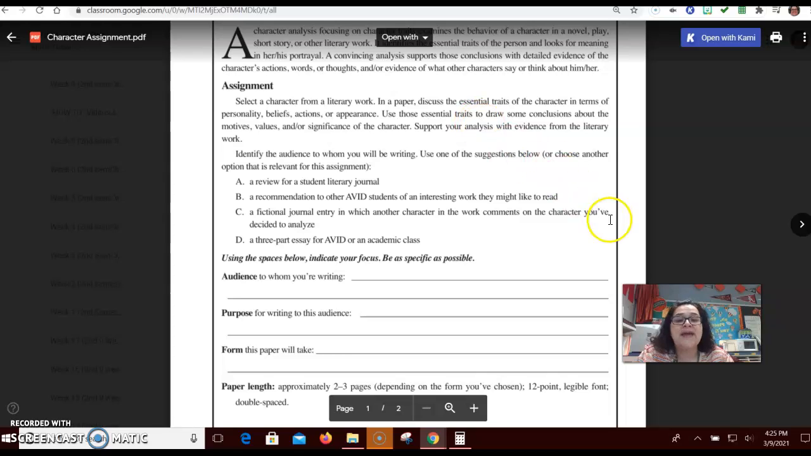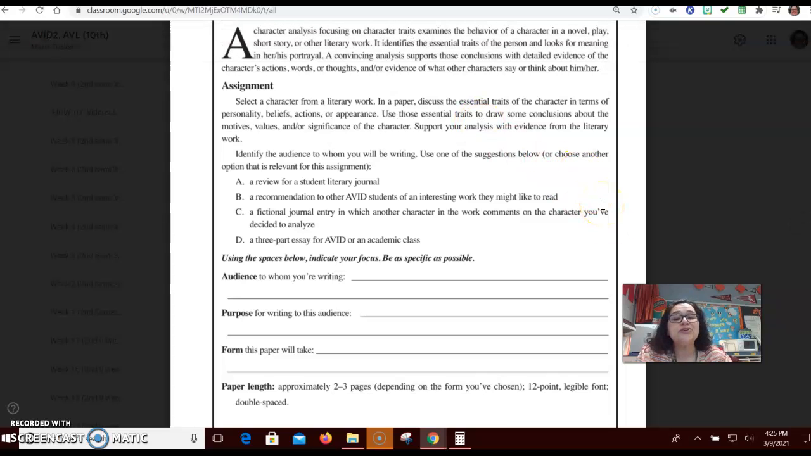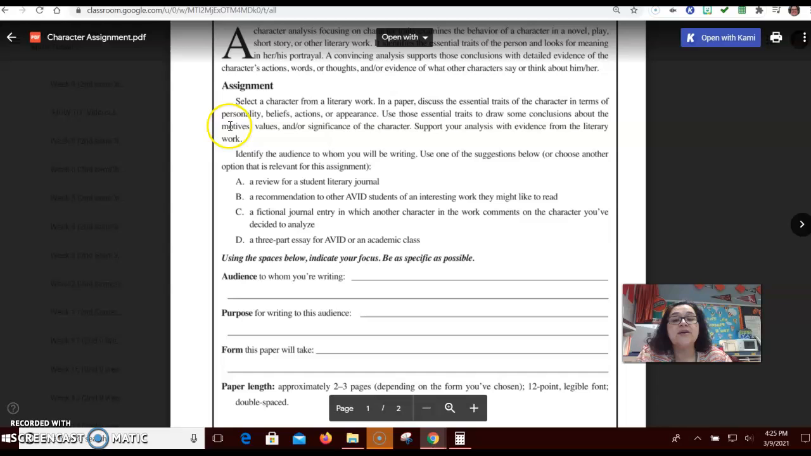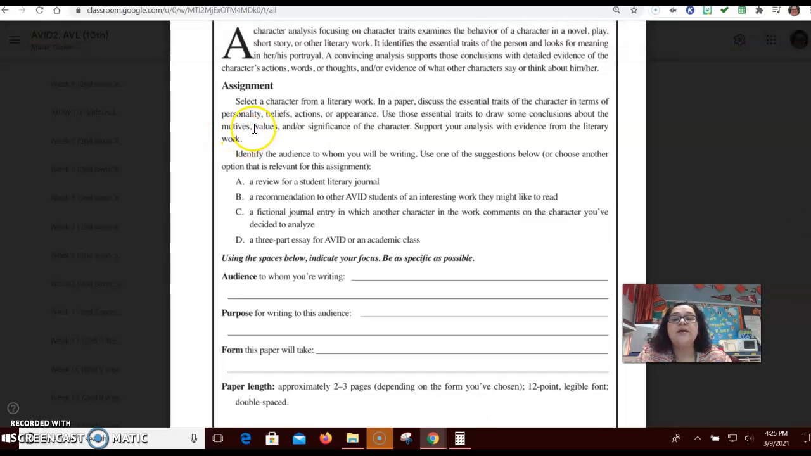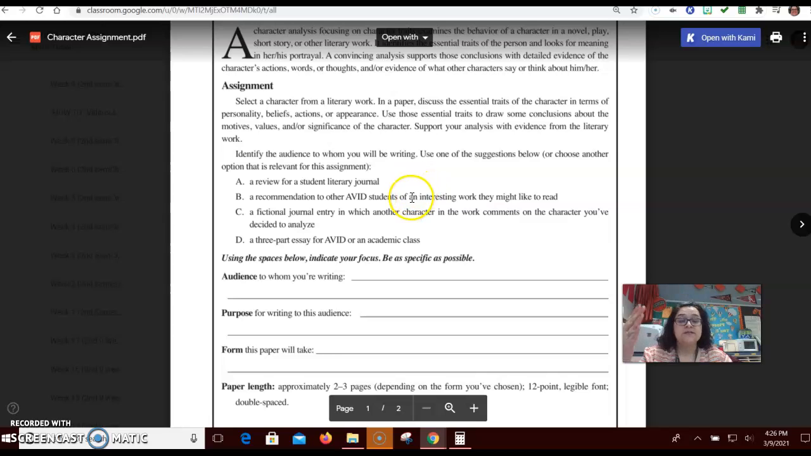Use those essential traits to draw some conclusions about their motives, why they do what they do, their values, what they believe, or what makes them a significant character. So you're going to look at your traits and you're going to say, this is how this person is. This is how they behave. This is what they do. So because of this, I believe what makes them do what they do is, and then you're going to have to draw that conclusion.